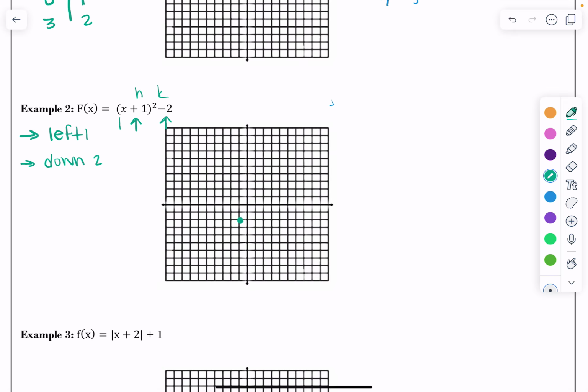I don't have any type of stretch on my value of x, so I know I'm going to keep the same integrity of a parabola. So over 1, up 1, over 1, up 3. And then I can graph my parabola as such because I got 5 points. And then you're done. That's it. Again, you can check your answer with your graphing calculator.